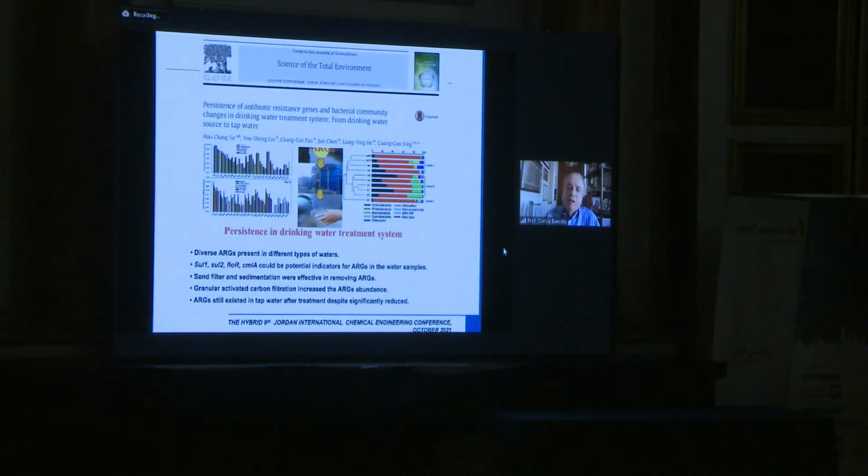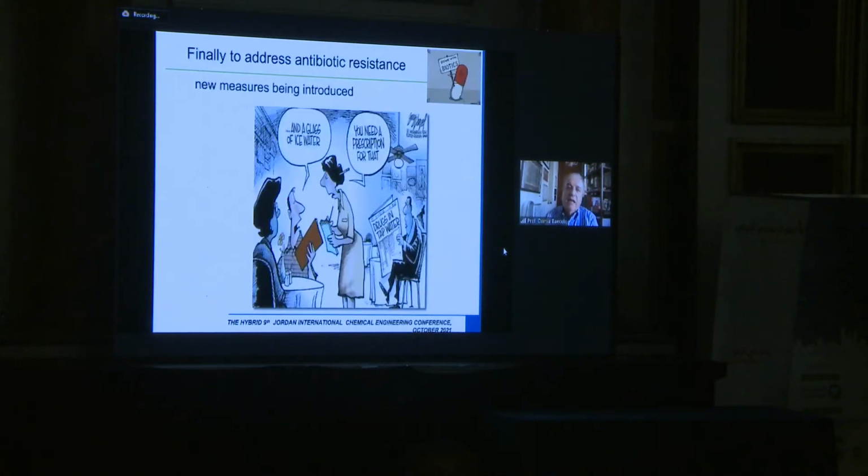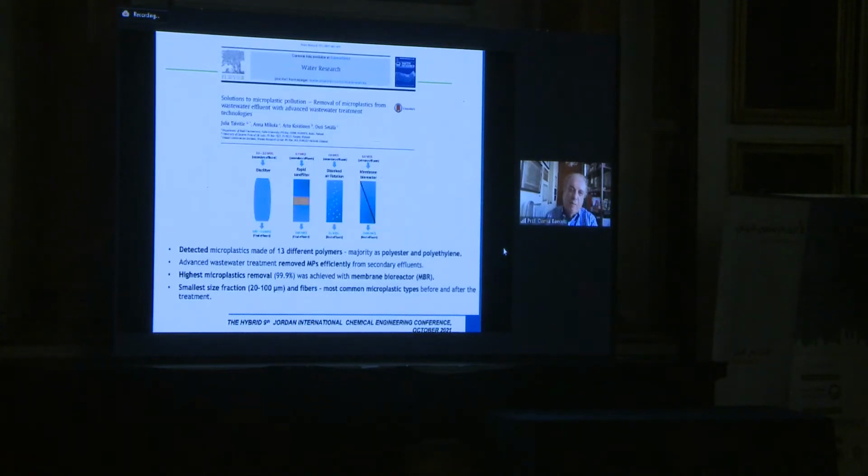But one of the problems we can have with antibiotic-resistant genes is also in drinking water. This is a paper from China, where they showed examples that the genes can go to the drinking water. And here I have a cartoon from a friend from the UK: maybe one day you will go to a restaurant and ask for a glass of water, and they will ask you, do you have a prescription? Because the water will contain antibiotics. Hopefully this will not happen, but it is something that is in the mind of many people.